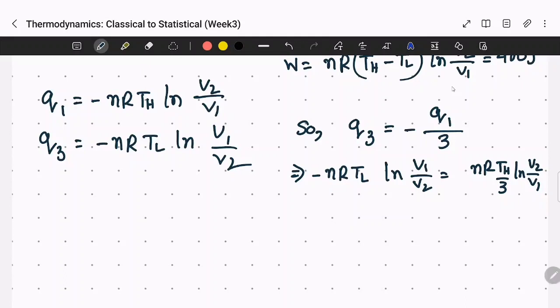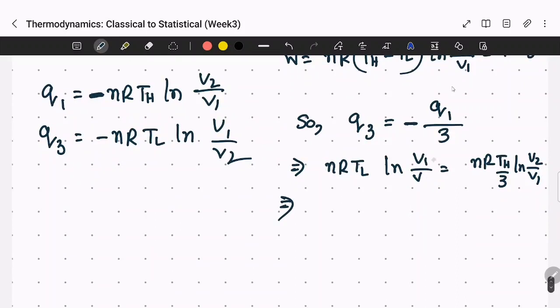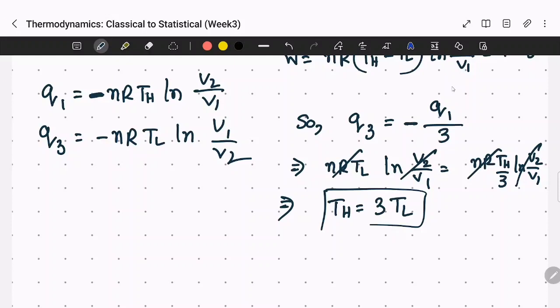Okay, there will be no minus sign because there is a minus sign and it had another minus sign. So you can absorb this minus sign and reverse the ln, so this will be cancelled. nR will be cancelled. So it's clear that TH equals 3TL. It should be because TH is the higher temperature. So TH equals 3TL. This we have found out.